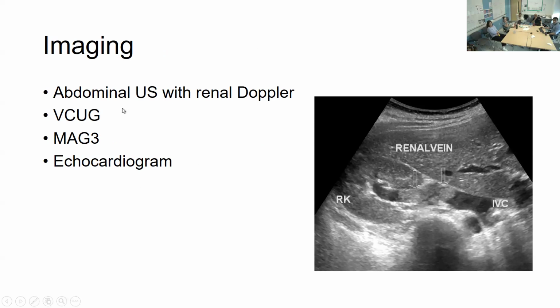The other, so the renal Doppler is always helpful when you're looking for a thrombus, for example, especially in a baby who's had lines. These studies, the VCUG or the MAG3, would really be more if you've identified some other abnormality on your ultrasound. And then an echocardiogram, and your question about the ECG as well.